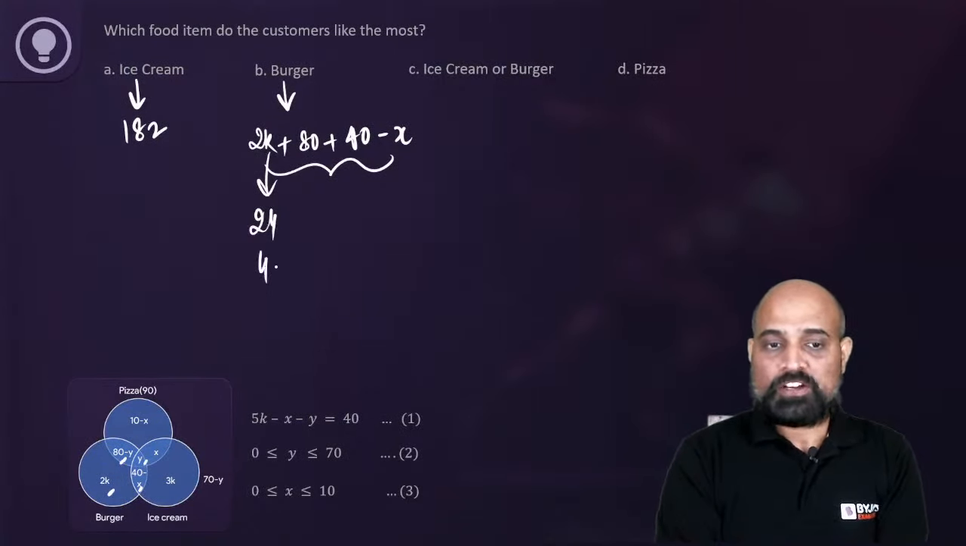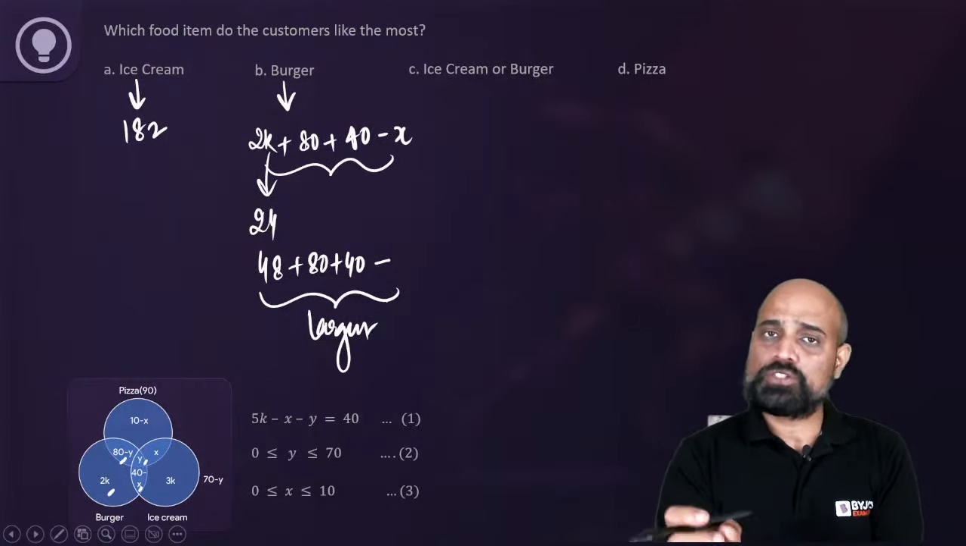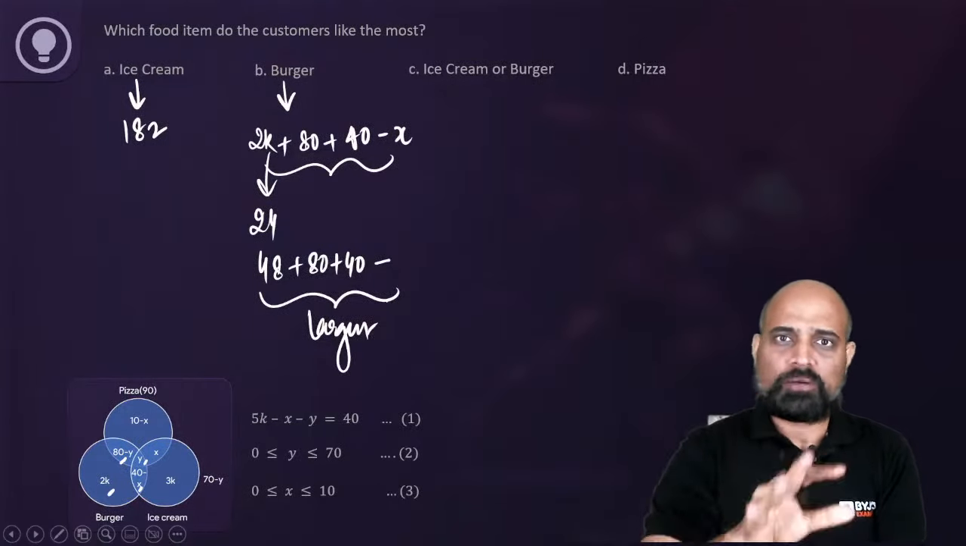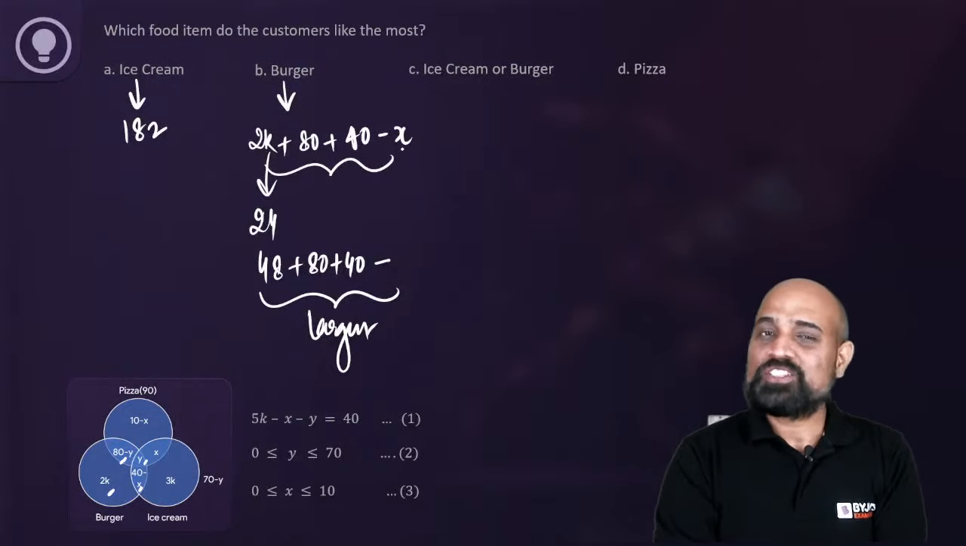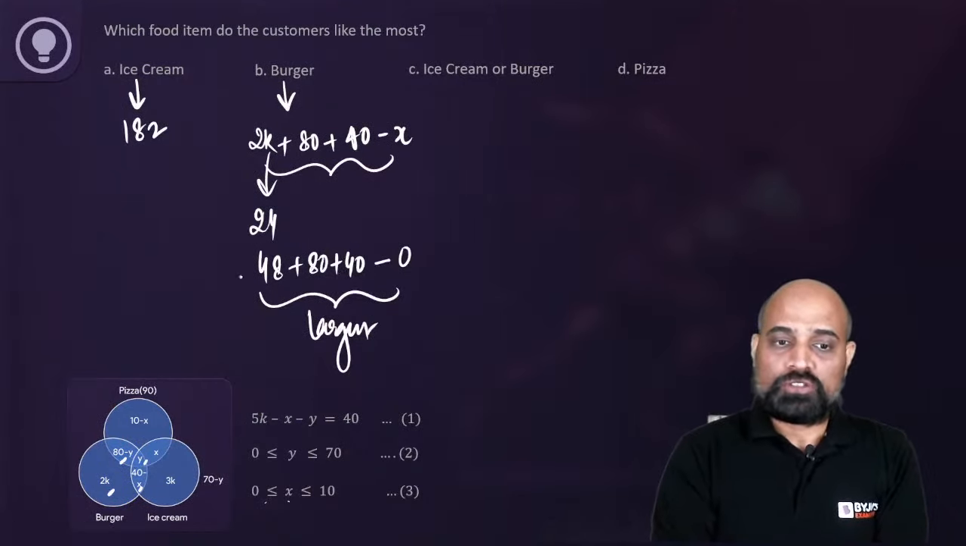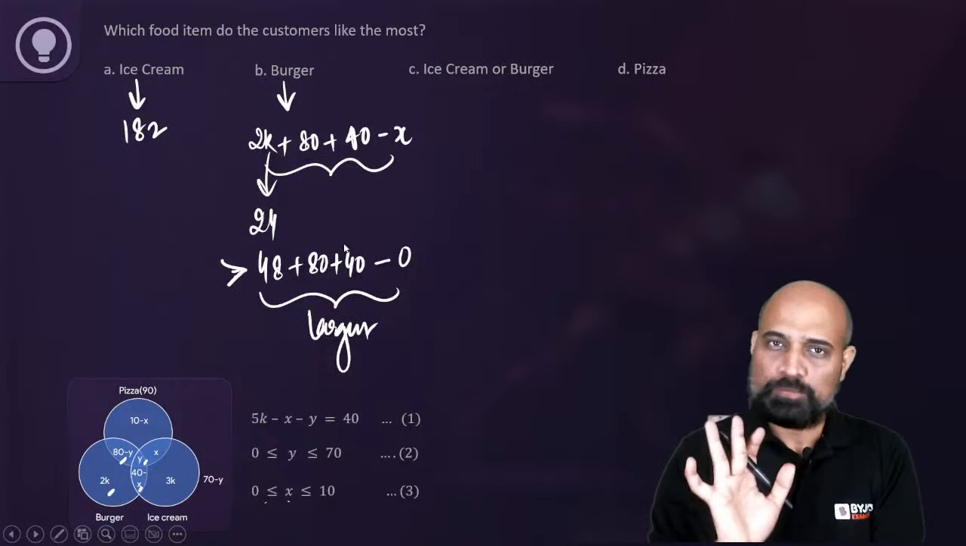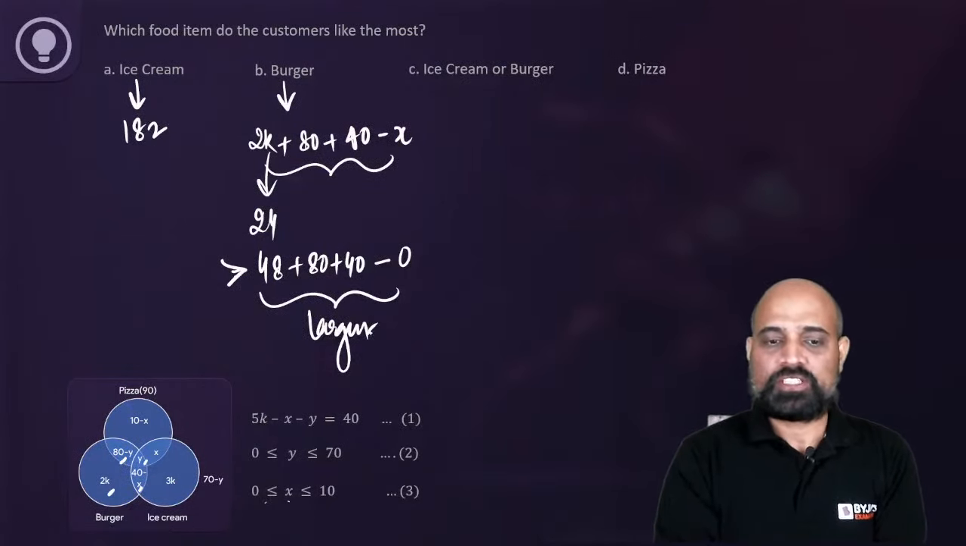So this one will become 48 plus 80 plus 40 minus, if I want to keep this as largest or maximum possible, x को कम से कम रखेंगे ताकि कम से कम minus हो. So what is the smallest value of x we can have? Smallest value of x we can have is 0, right? So this is going to be definitely less than 182 because this is 80 plus 80 is 160. 160 के आसपास है, 160 170 है. So this can't be the largest. So burger तो नहीं हो सकता.